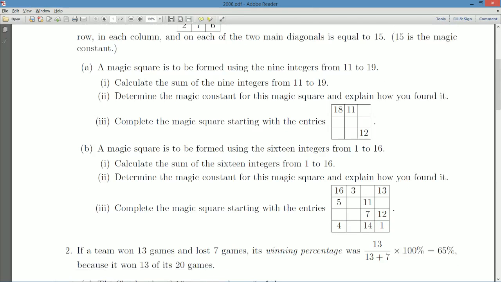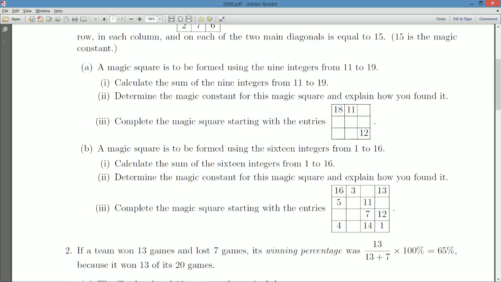Part A. A magic square is to be formed using the 9 integers from 11 to 19. Calculate the sum of the 9 integers from 11 to 19. So that's the first little bit. Determine the magic constant for this magic square and explain how you found it. Complete the magic square starting with the entries 18, 11, and 12 in the positions shown.